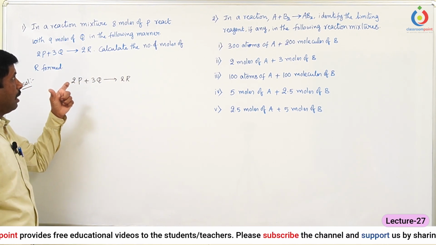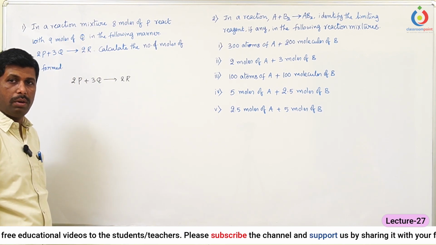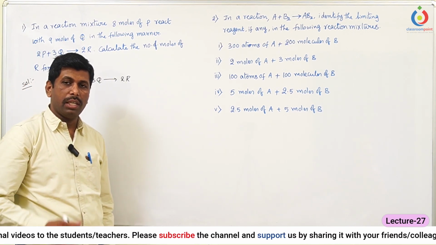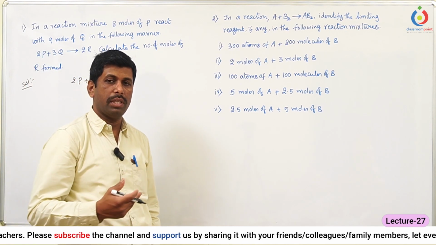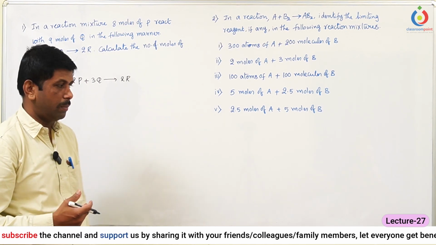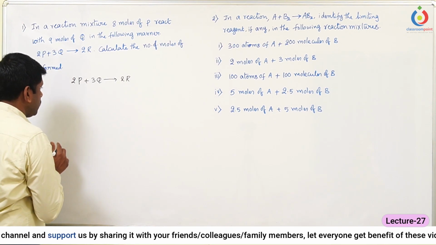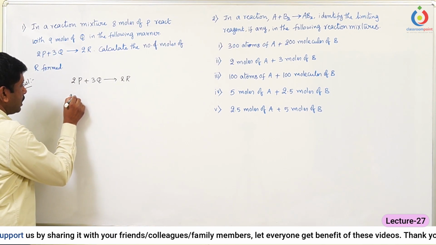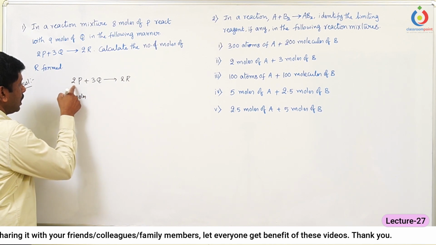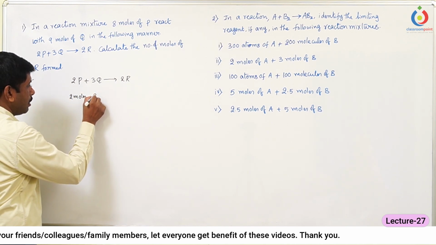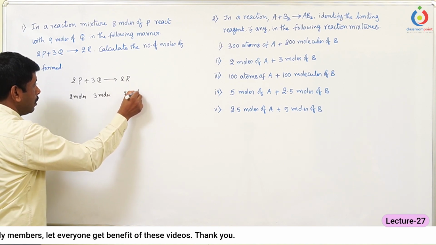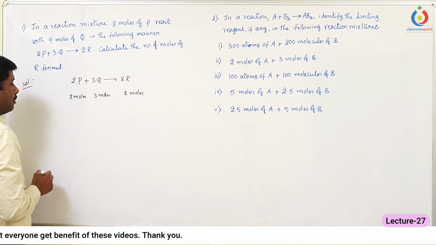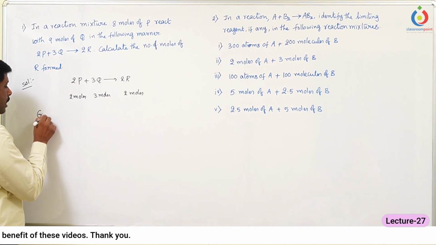So whenever this type of question is given, first of all we have to find out the limiting reagent. Even though they don't ask, we have to find it, because the limiting reagent only limits the amount of the product formed. So according to the balanced equation, 2 moles of P needs 3 moles of Q to produce 2 moles of R. Then what is the given data?